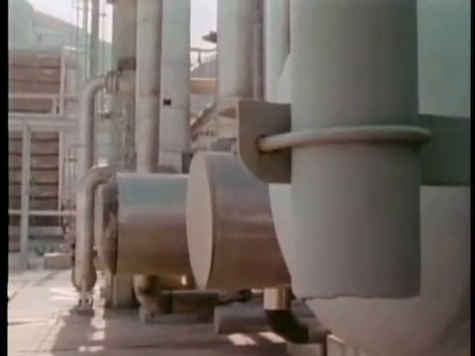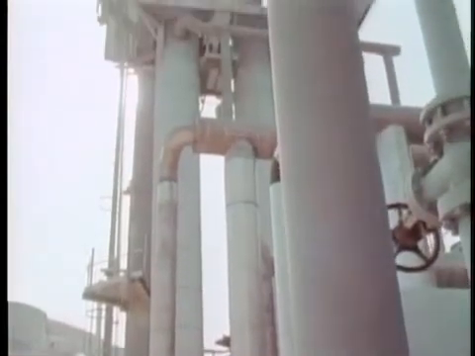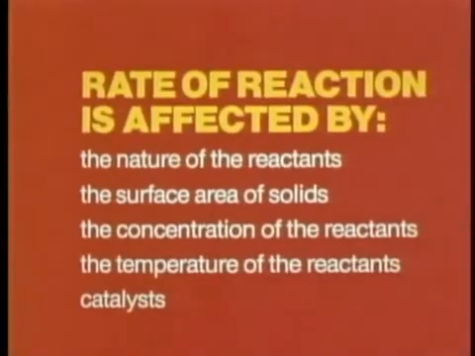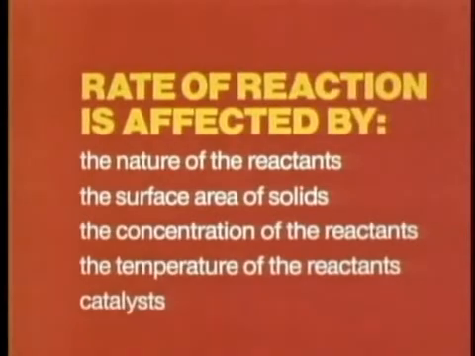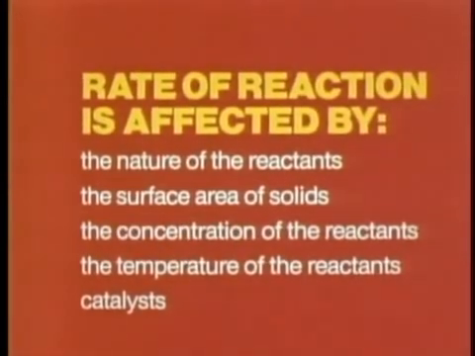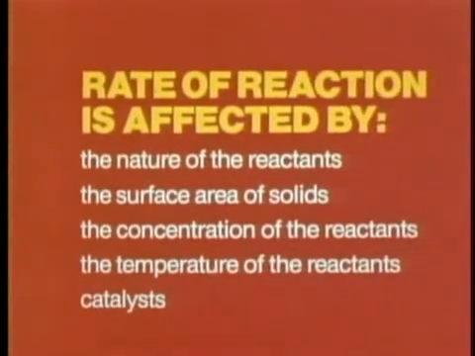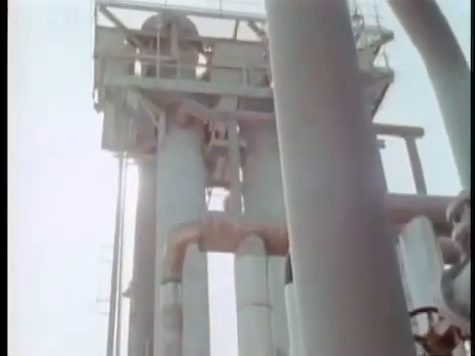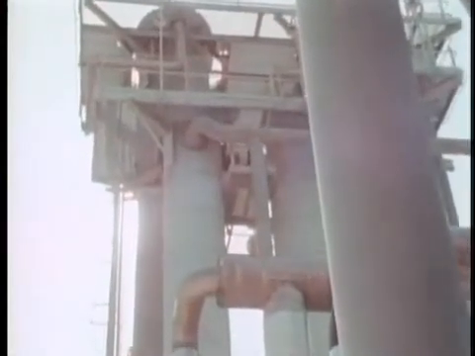The manufacture of ammonia is just one of thousands of processes that depend on reaction rates and our ability to control the factors that influence them: the nature of the reactants, the surface area of solids, the concentration of the reactants, the temperature of the reactants, and catalysts. These chemical processes are important not only in the industrial world, but also in the world of nature itself, where chemical reactions have been going on since the Earth was formed.